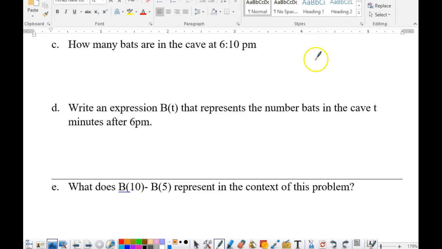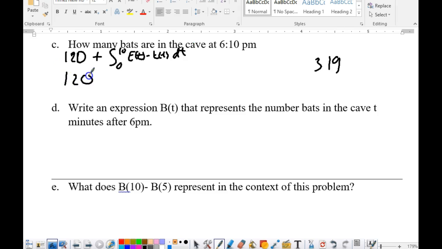I guess 319. Okay, good. Now check this out, guys. I imagine a lot of you probably set it up the way that I did, right? You did the starting number of bats, which was how many? 120. And then you did plus the integral from 0 to 10 of E(t) minus L(t), right? Well, we actually did all this math already because we start with 120 bats. How many bats did we gain in 10 minutes? 427. And how many bats did we lose in 10 minutes? 228. So actually you could have done it by hand.